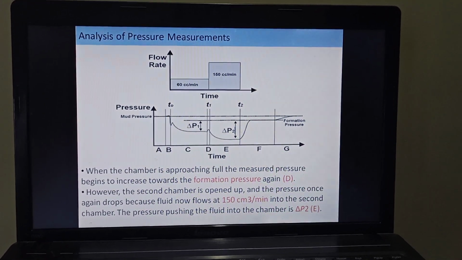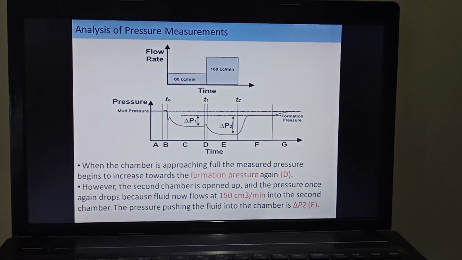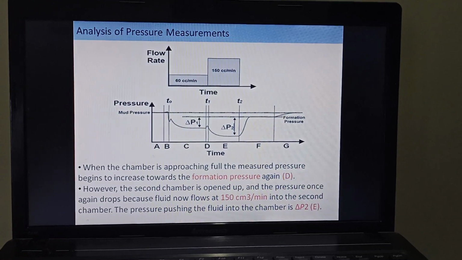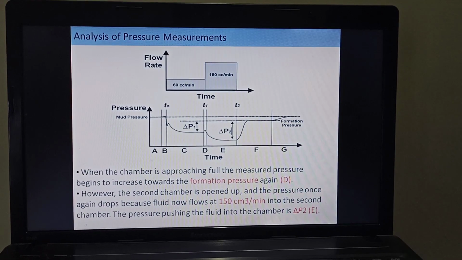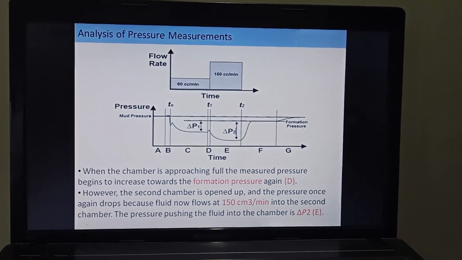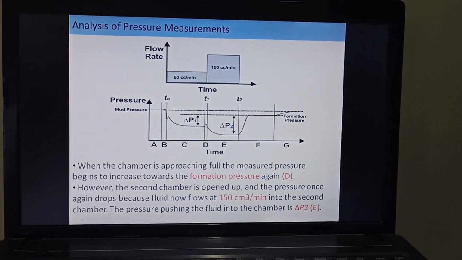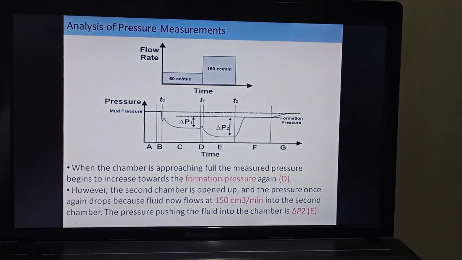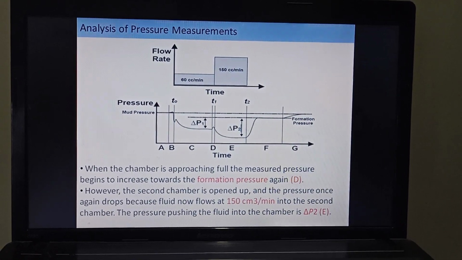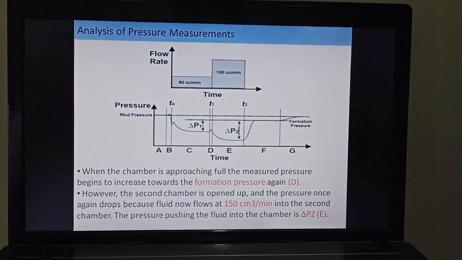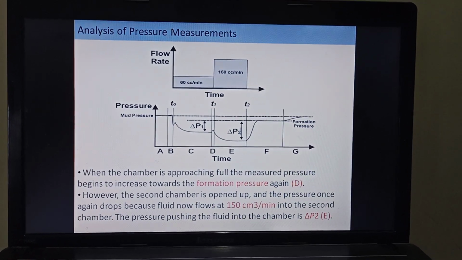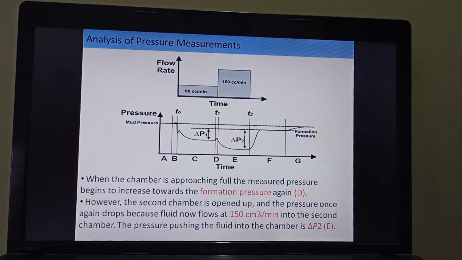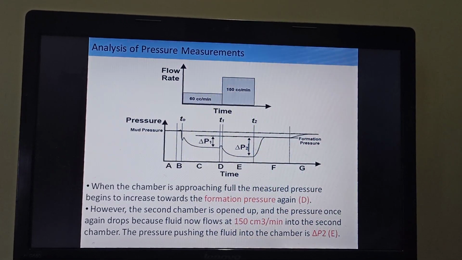Now again, in the second chamber, the piston is opened and the fluid flows into pretest chamber 2 at 150 cm3 per minute, which is correspondingly shown in the flow rate versus time plot, and correspondingly the pressure pushing the fluid into the chamber is indicated by delta P2, which is region E as shown in the graph.